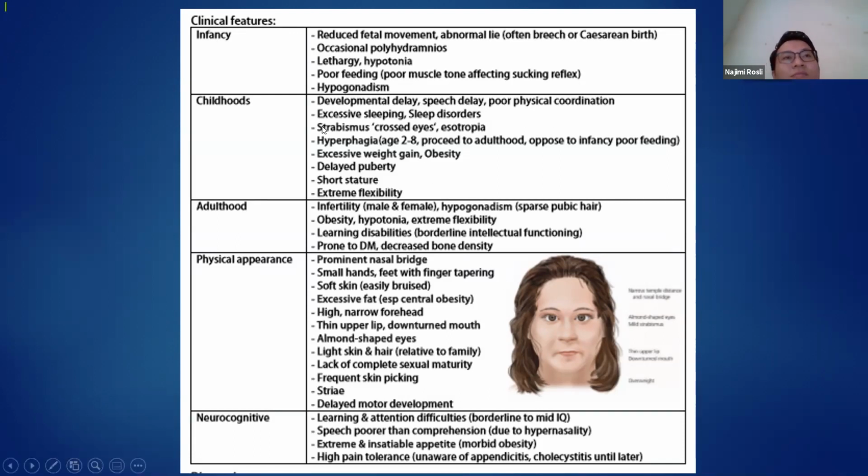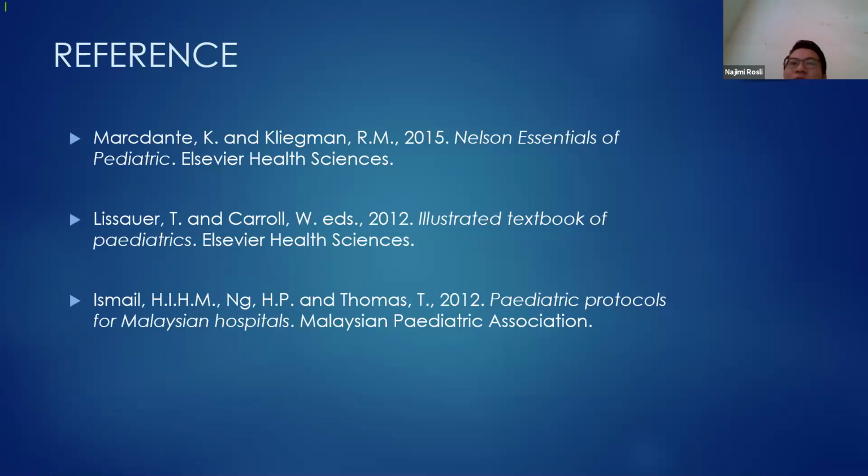And the other clinical features, such as the physical appearance, we have prominent nasal bridge, small hands and feet, and finger tapering, soft skin which is easily bruised, and because of the obesity, they can have striae. Okay, and that's all for the chromosomal abnormality for my part, and this is my reference.